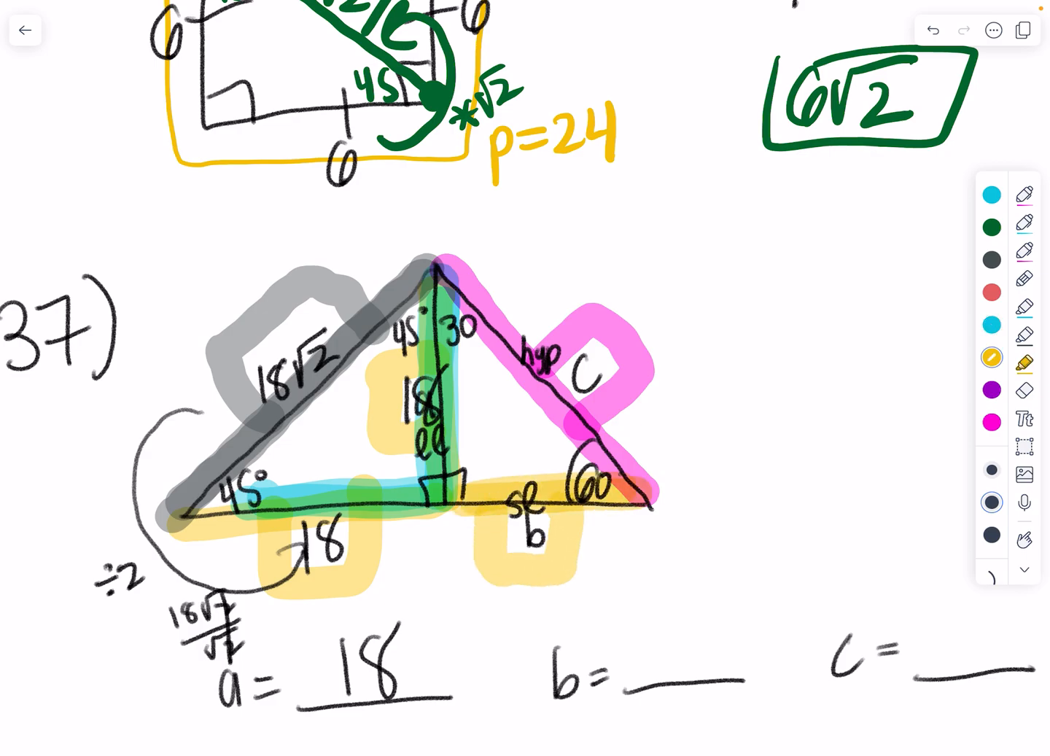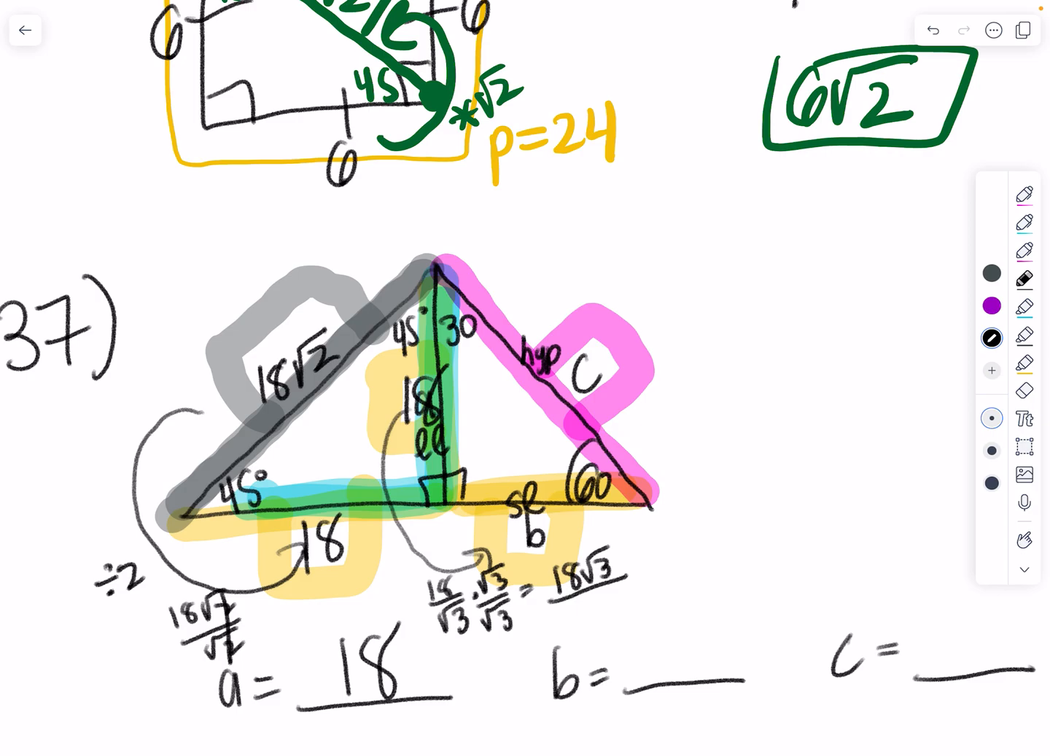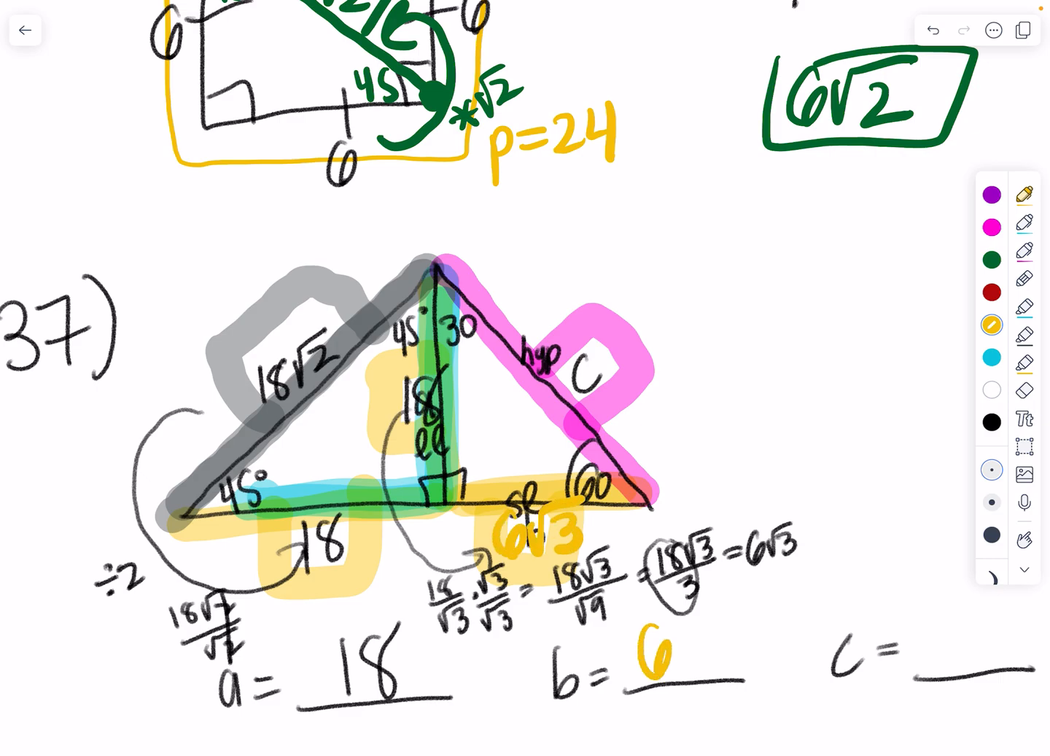There's my short leg. So how do I go from my long leg to my short leg? I'm going to divide that by the square root of 3. When I do that, I'm going to have to rationalize that denominator. So I'm going to multiply by root 3 over root 3. That becomes 18 root 3 over root 9. Root 9 is just 3 wholes. So that becomes 18 root 3 over 3. The 18 over 3 simplifies to 6 root 3. So what is my short leg? My short leg is going to be 6 root 3. So I'm going to write that in there. 6 root 3 is B.